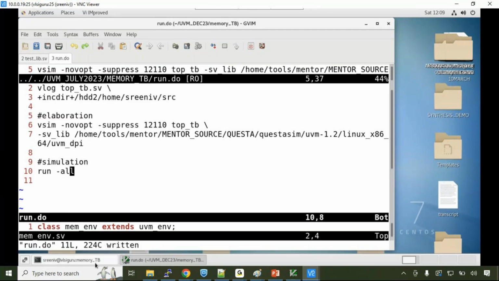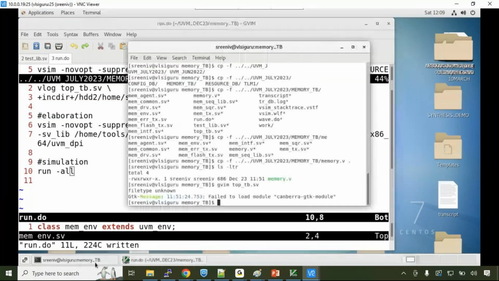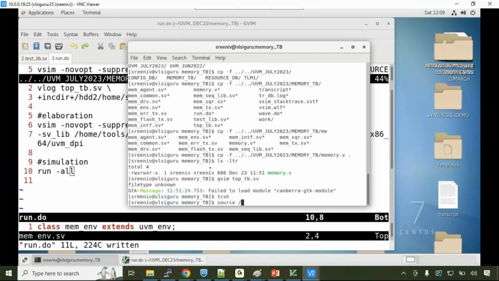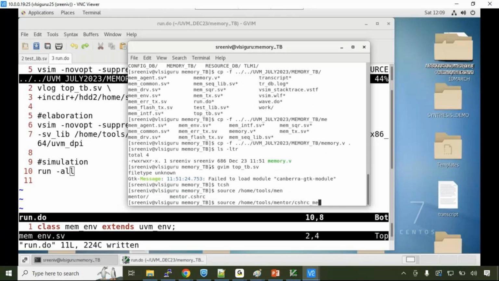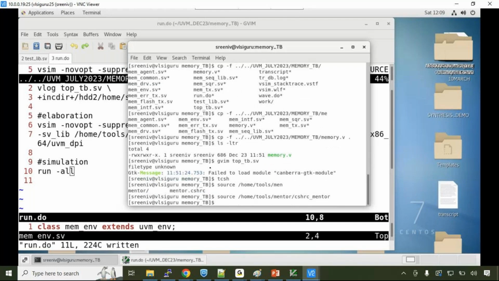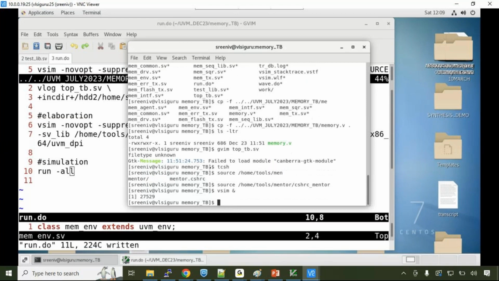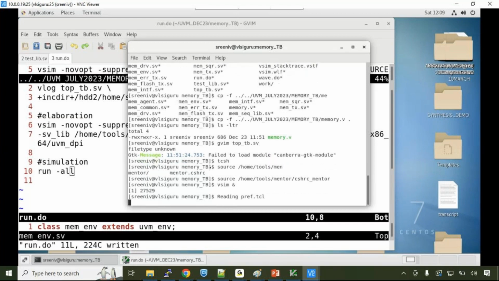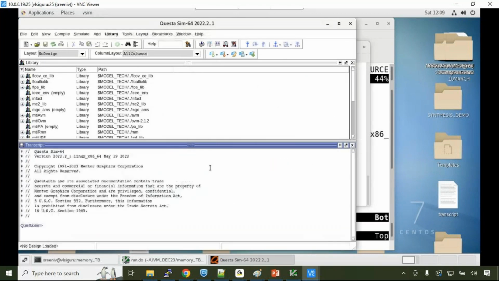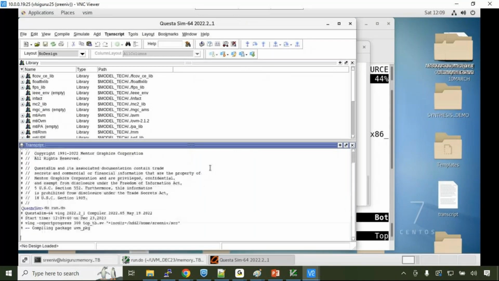Now I can go ahead and run it. I source the setup for tools, mentor. I'm setting up the mentor environment. Then I invoke the tool using the vsim command. Then just do run.